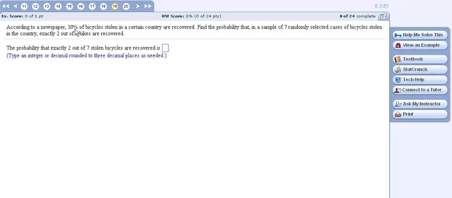N is always the total number that we have in our sample, and here we have 7 totally randomly selected cases. That's our sample size. And x is what we're trying to find the probability of. So in this problem, since we're trying to find the probability that exactly 2 out of the 7 were recovered, then that means that 2 represents our x. So we're just going to go to StatCrunch really quick.